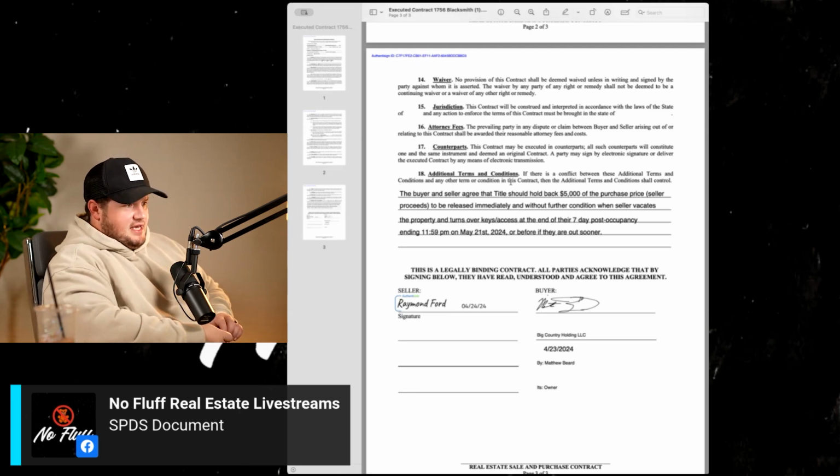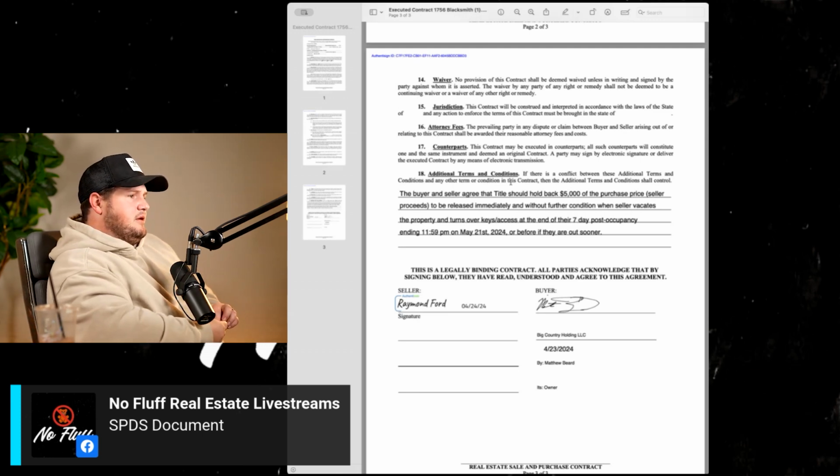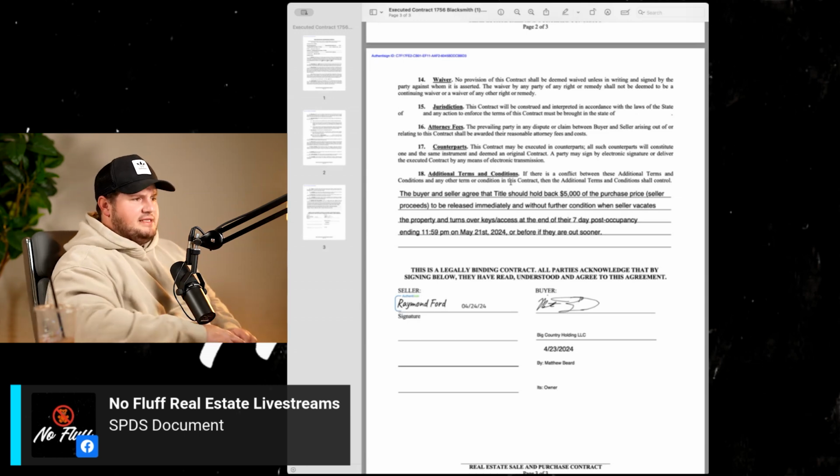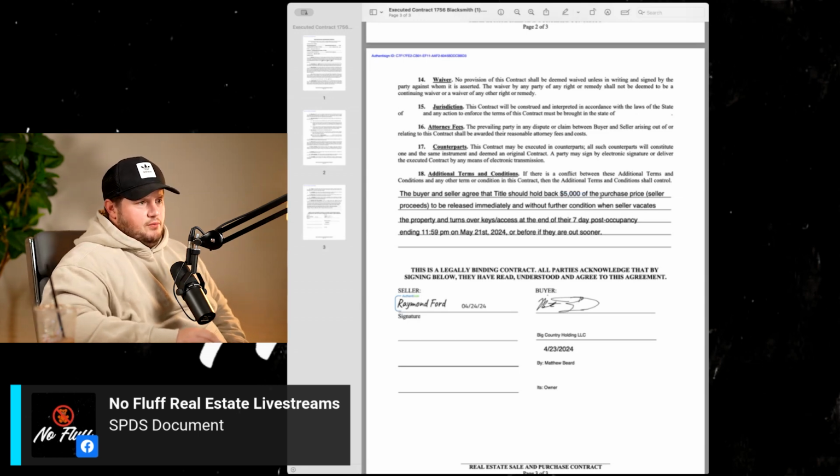If I said, in this case, you see, buyer and seller agree that title should hold back $5,000 of the purchase price, seller proceeds, to be released immediately and without further condition when seller vacates the property and turns over keys and access at the end of their 7-day post-occupancy ending 11:59 p.m. on May 21st, 2024, or before if they are out sooner. So this has a post-possession, and this has what's called an escrow holdback. So we write those kind of terms here in the additional terms.